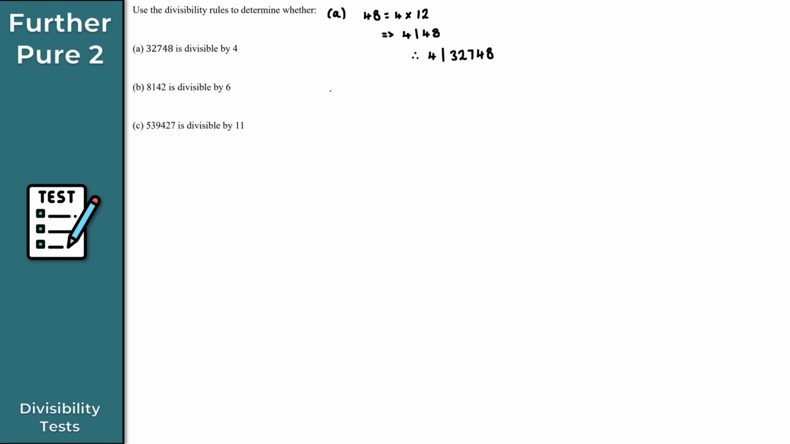Now for part B, what do we have here? We're checking whether 8,142 is divisible by 6. For divisibility by 6, it needs to be divisible by both 2 and 3. Well, this number, straight away I can see that it's even. So 8,142 is even, therefore divisible by 2.